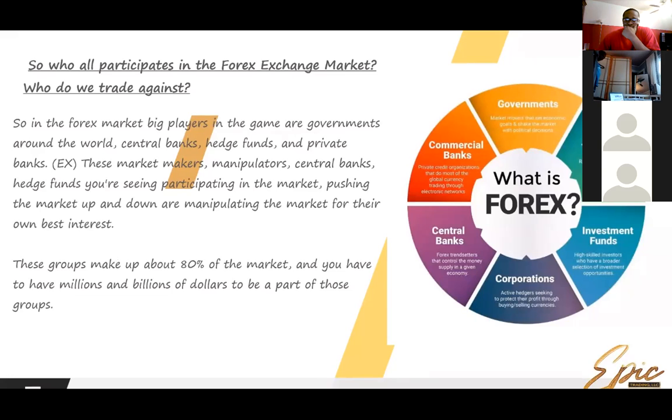You have governments, the market movers that set economic goals and shape the market with political decisions. You have the traders, the risk-taking individuals who come across the Forex market to earn money quickly. Investment funds, these are high-skilled investors who have a broader selection of investment opportunities. You have corporations who are active hedgers seeking to protect their profit through buying and selling currencies. And then the central banks. These are the Forex trendsetters that control the money supply in a given economy.